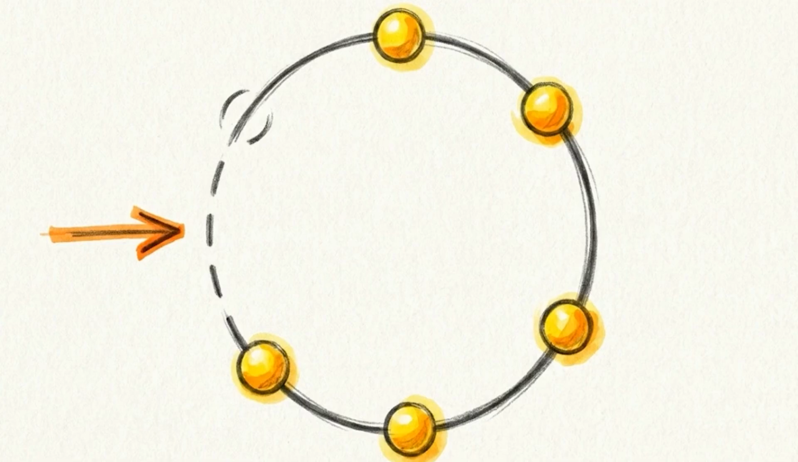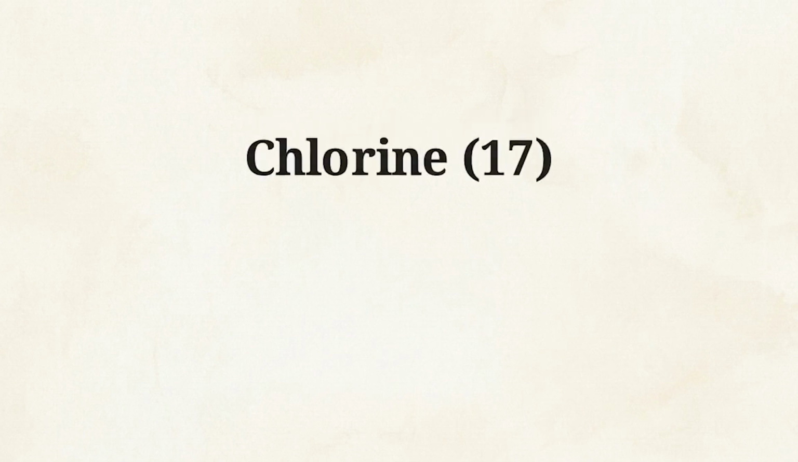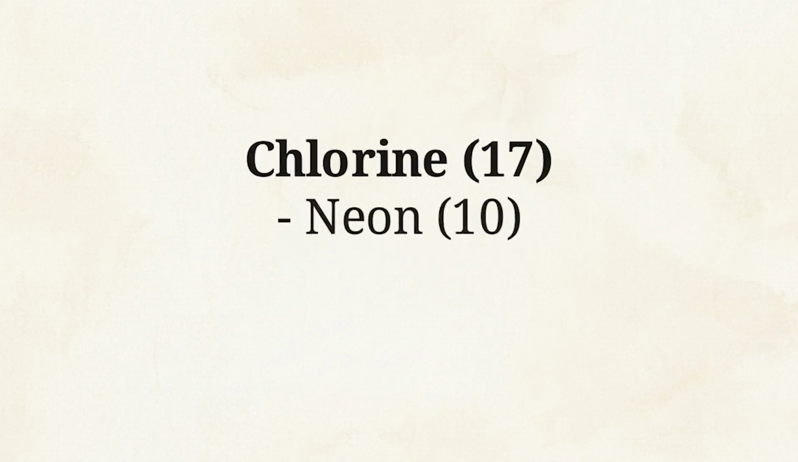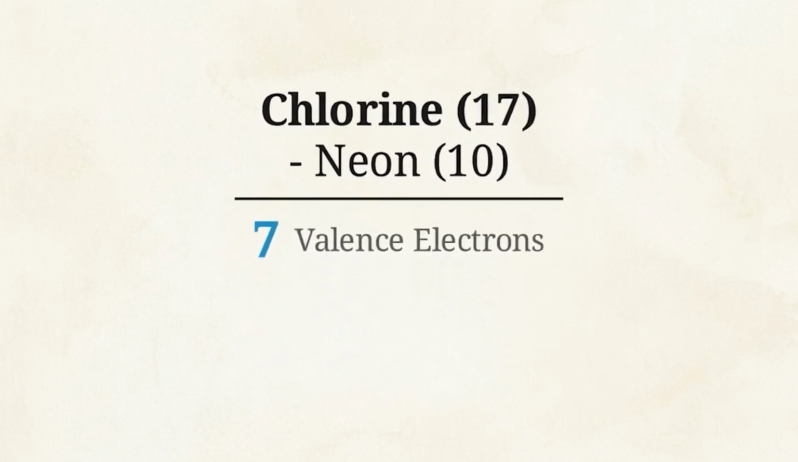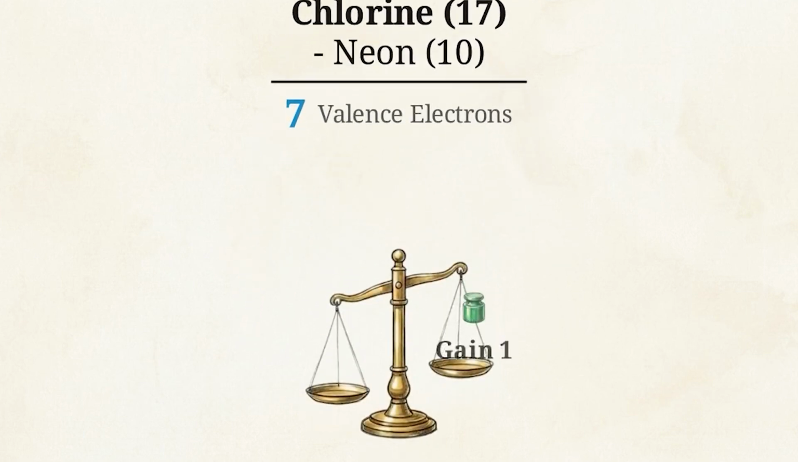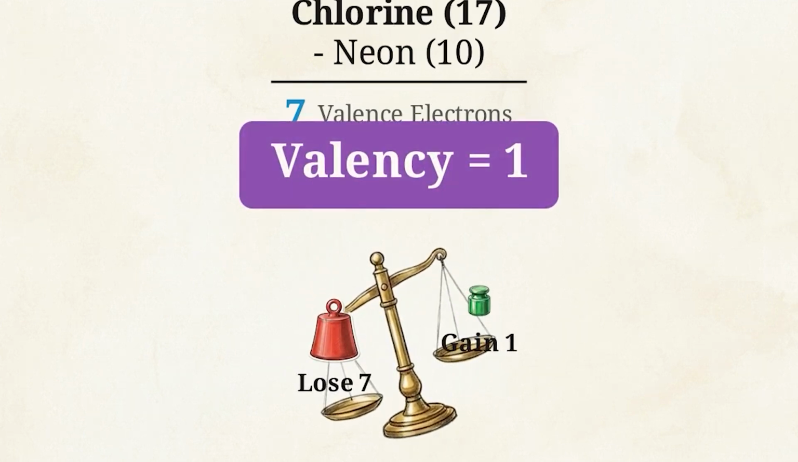Atoms are fundamentally lazy. For any element with 5 to 7 valence electrons, valency is the calculated deduction of the energy cost required to reach the number 8. This equation reveals the first half of the solution. Chlorine is 17. Subtract the previous anchor, neon, at 10, giving an inventory of 7 valence electrons. To reach 8, gaining 1 electron is vastly easier than losing 7. So chlorine's valency is 1.